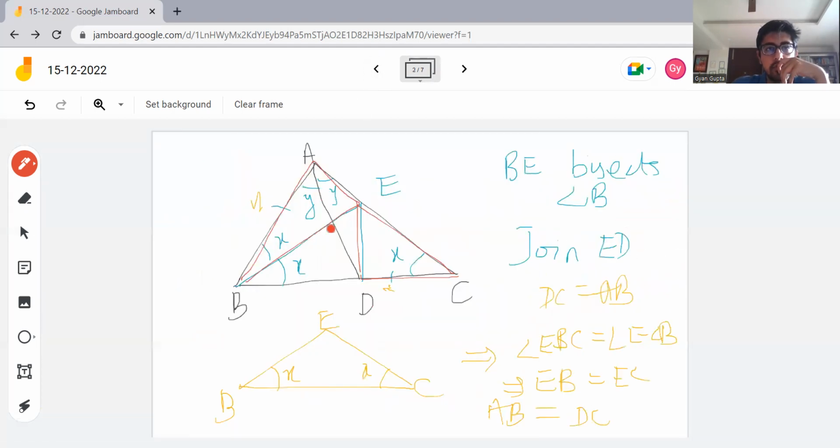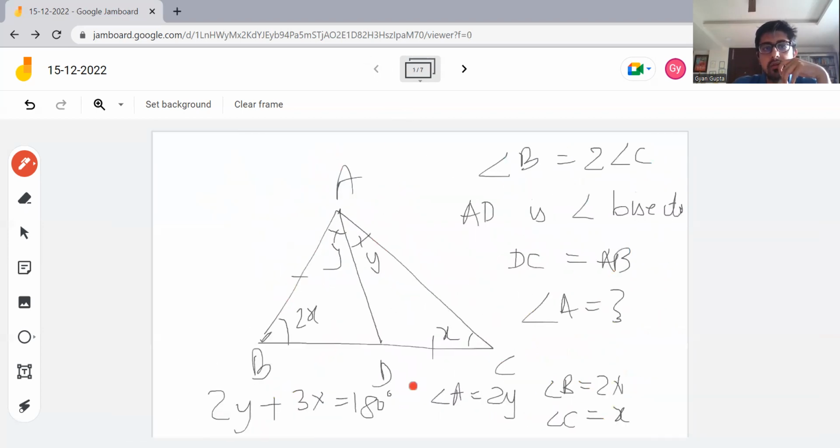Same way, if we look at triangle BEC, angle BEA is the exterior angle of these two opposite angles. So BEA is equal to 2x. We have DEC equal to 2y and this equal to 2x. However, since these two triangles are congruent, 2x is equal to 2y and hence x is equal to y. Substituting that here, we get y is equal to 36 and 2y, which is angle A, is 72 degrees.